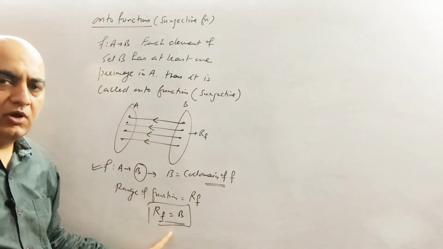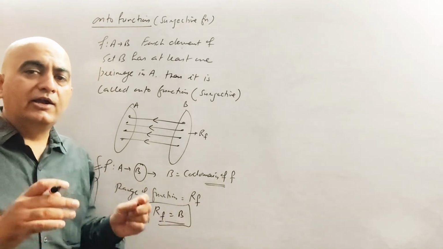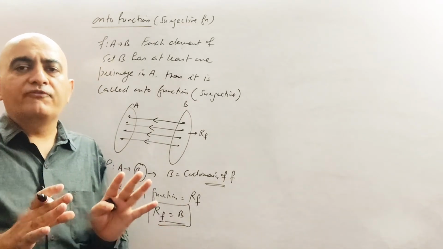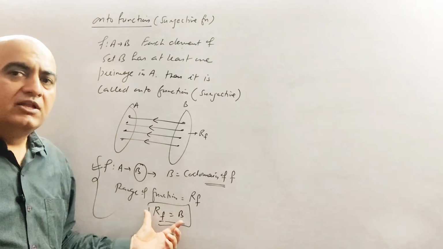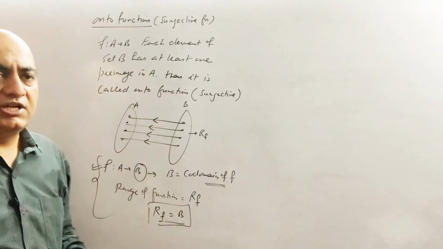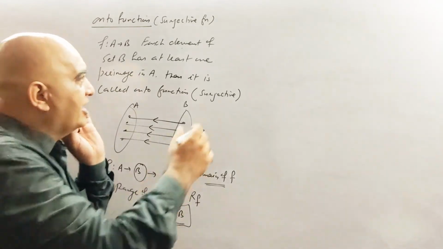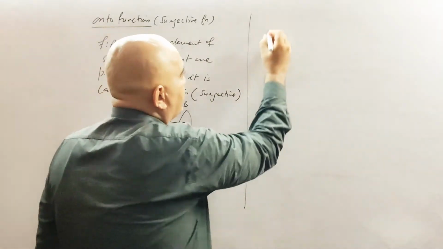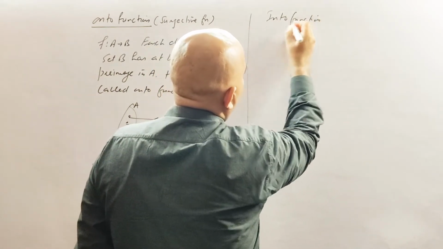Then it can happen only. So to test an onto function, what will you do? You have to show that the range of f is equal to the codomain of f. If this criterion is fulfilled, then you can say the given function is an onto function, or a surjective function. And on the other hand, we have another kind of function, that is the into function, the function which is not onto.